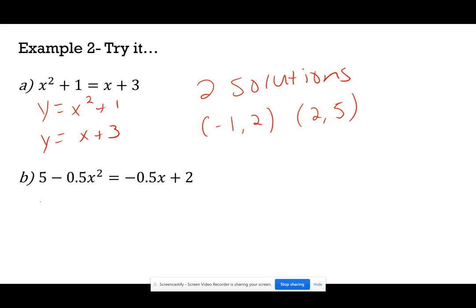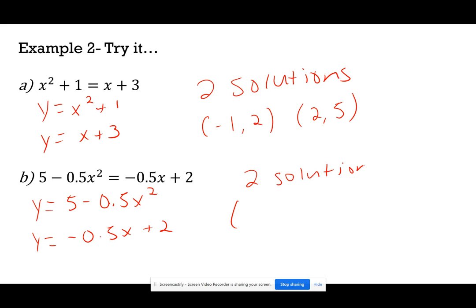Okay, second one, you're going to do the same thing. y equals 5 minus 0.5x squared, and y equals -0.5x plus 2. If you put those into Desmos or a graphing calculator, you also got two solutions. We had -2, 3, and 3, 0.5. Okay, so you're not always going to have two solutions. You could have one or no solutions at all. These ones happen to all have two solutions.